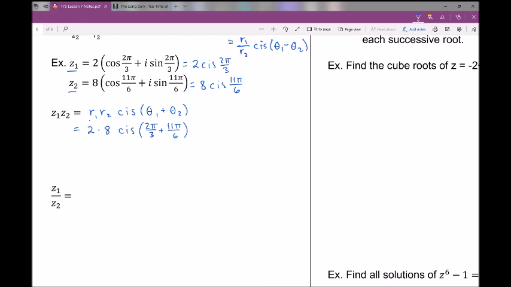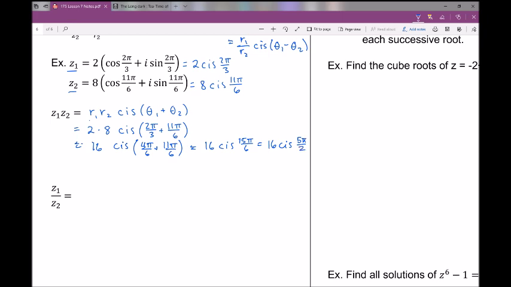Okay, and if we add these together, we get 16 cis, and if we get common denominators here, we get 4 pi over 6 plus 11 pi over 6, which is 16 cis 15 pi over 6, which if we simplify that now, we get 16 cis 5 pi over 2. So that's the polar form.